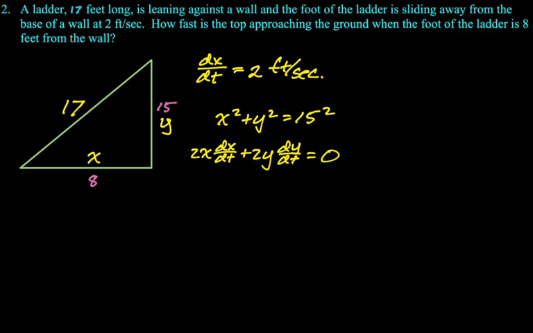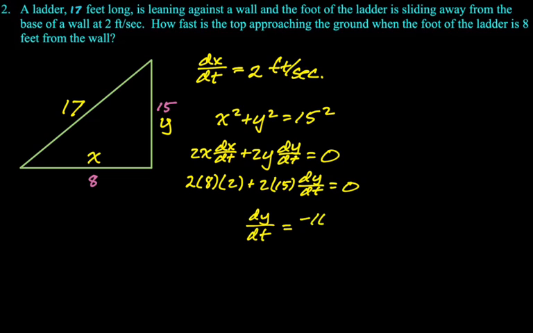So I'm going to plug in 8 for x, 15 for y, and 2 for dx/dt. Plug in that 8, plug in that 2, plug in the 15, dy/dt. Then we just have to solve for dy/dt. So dy/dt is going to be negative 16 over 15.